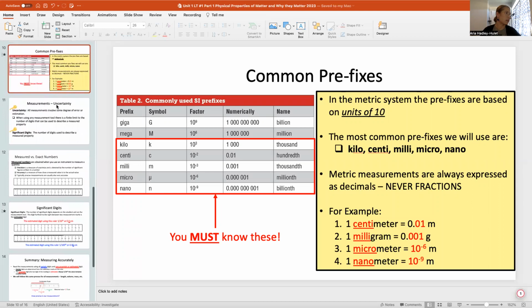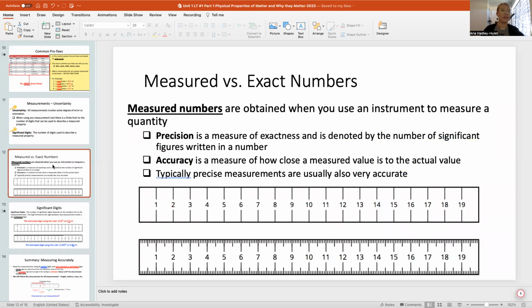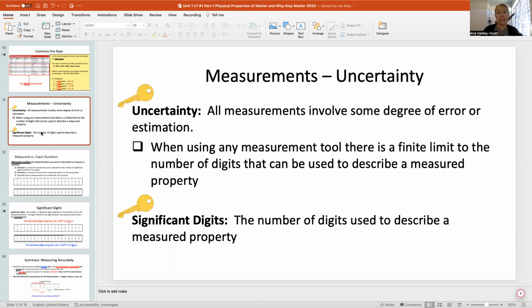Okay, the last thing that I want to mention is measurement and significant figures with measurement. And then in our next video, I'll talk about calculations with sig figs. Okay, there's a level of uncertainty in every measurement, and we have to communicate that uncertainty in the amount of significant figures that we communicate, that we write down.